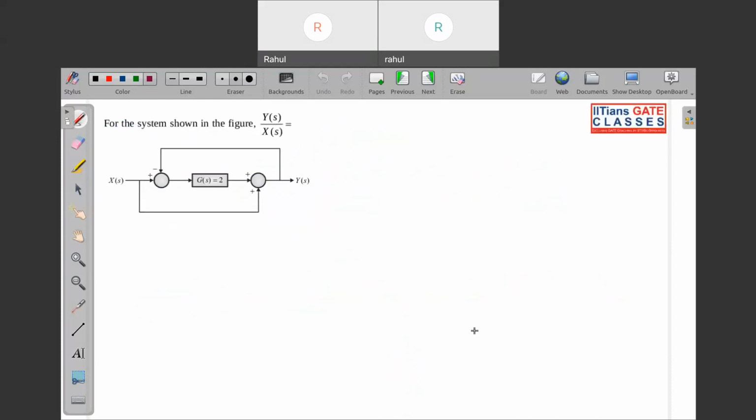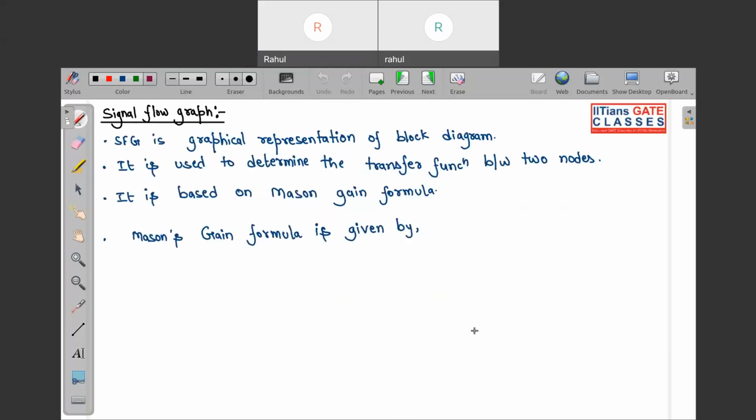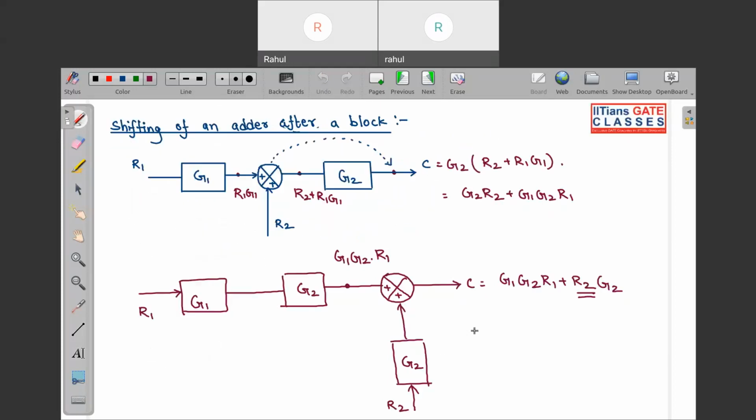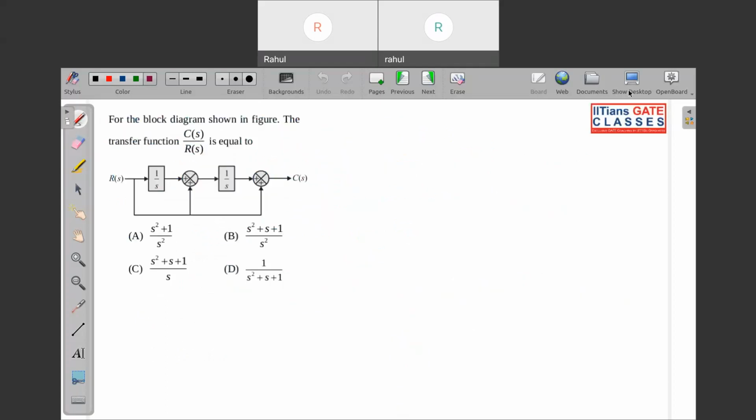So now we have a few questions over here. We will solve all these questions in your next class. Okay. So today we will stop over here. In the next class we are going to finish this block diagram and SFG, and we will start with time response. Okay. Time response we are going to start.